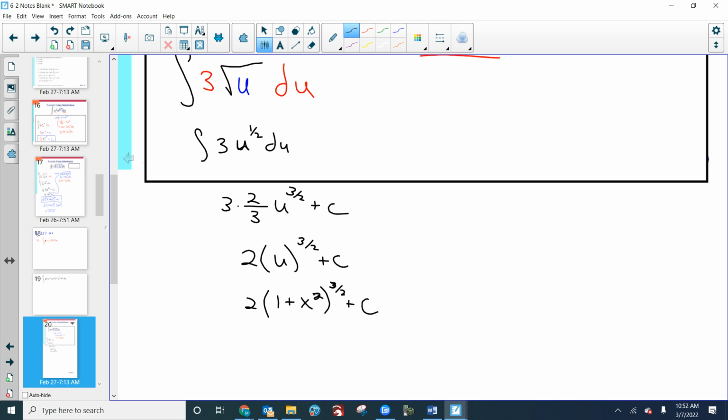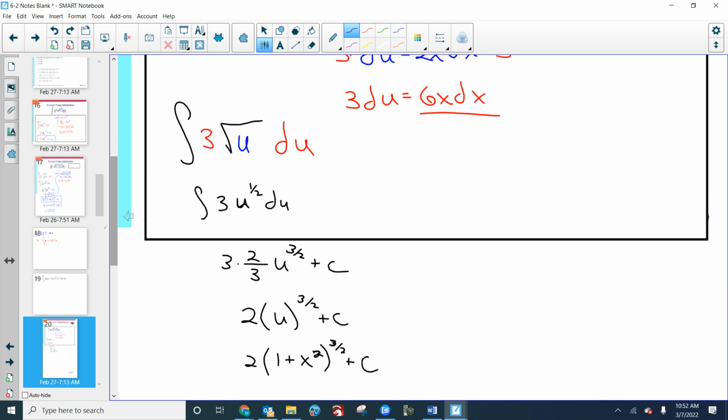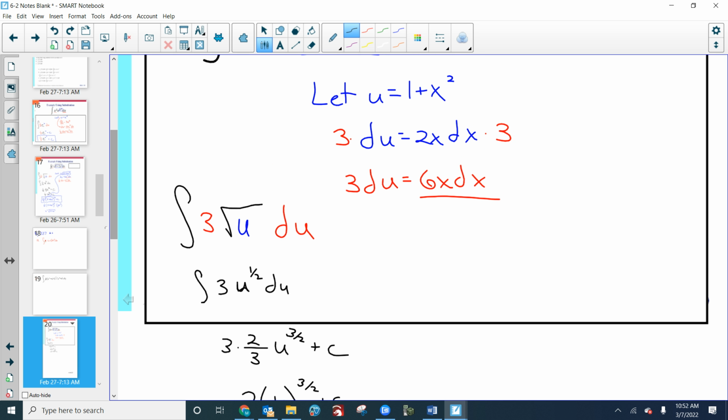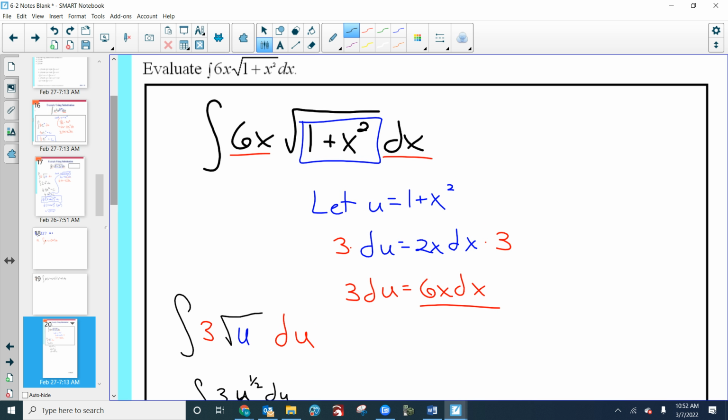What you guys got? All right, help me out. Did we go wrong adjusting? You can adjust for a constant over here. If you get a 2x dx and you look up there and it's not a 2x dx, it's a 6x dx, you need to multiply both sides by 3. Okay? Did you do that? All right. If you didn't, that's usually where we go wrong. A lot of times that's where we go wrong, is adjusting for that constant.